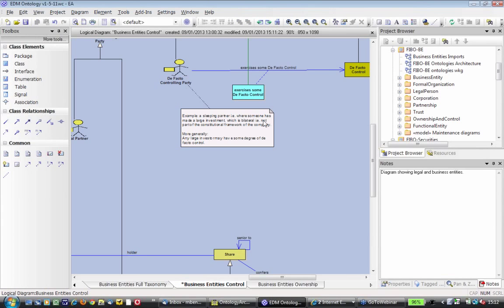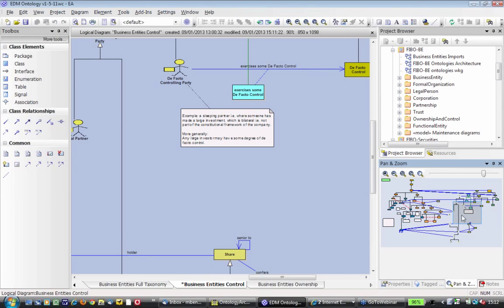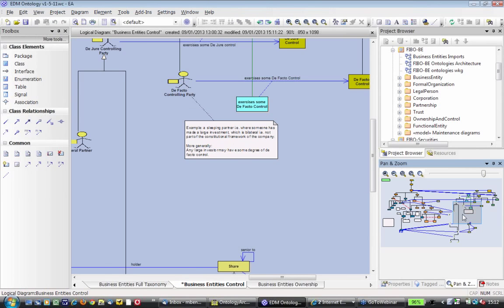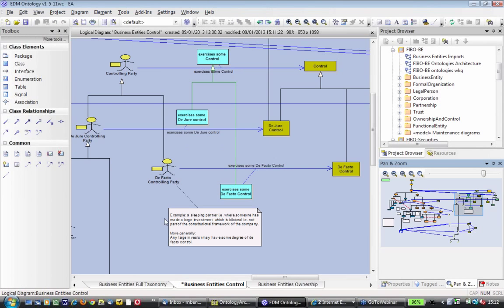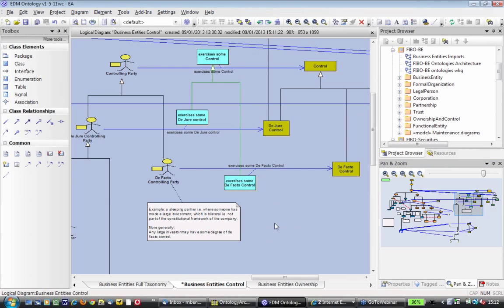So in fact, we can start to put a definition in there. Let's put that note in as the definition in here, and put the other note in as a further example, de facto controlling party, further notes, bingo. Okay, as I say, I don't think that's ever going to be necessarily measurable, but it's certainly assertable.